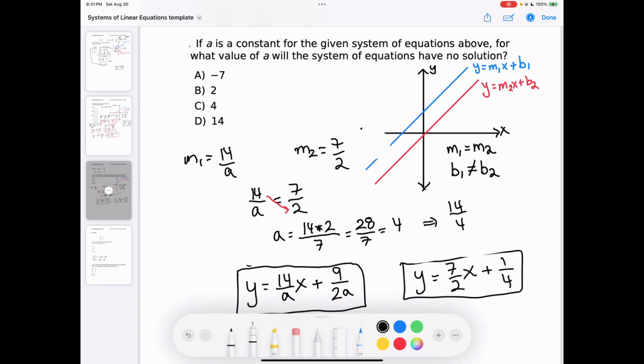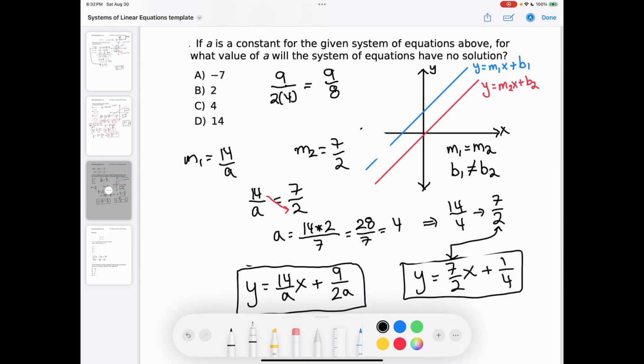14 over 4, if I simplify that by dividing by 2 in the numerator and the denominator, I end up with 14 divided by 2 is 7, and 4 divided by 2 is 2. And 7 halves is equal to 7 halves. So I have the same slope. Do I have different intercepts? So my first intercept from the first equation is 9 over 2a. And a is 4, right? We calculated it to be 4. So that means the intercept for the first equation is 9 over 8.